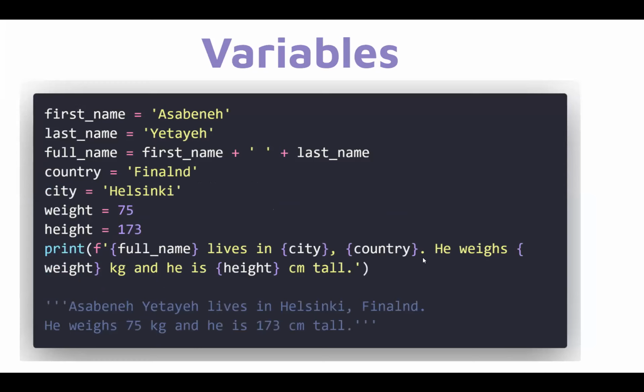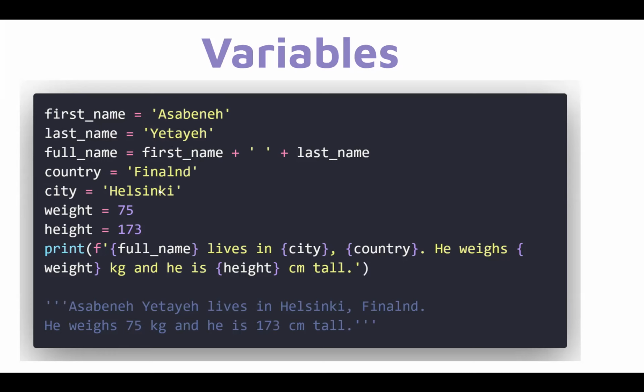Then variables. Variables are a means to store some data. For instance, as you can see, this is a variable name to store something. It's a text, and then we store this. And then last name, I store my name. Full name, I just concatenate. Concatenate means merge. First name plus some space plus the last name gives you the full name.